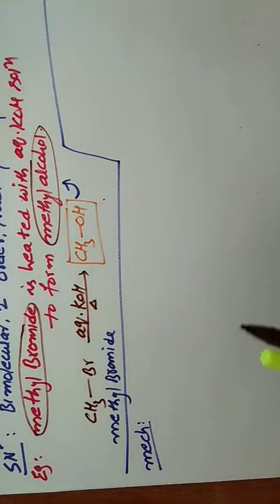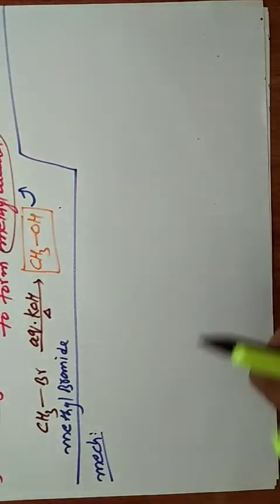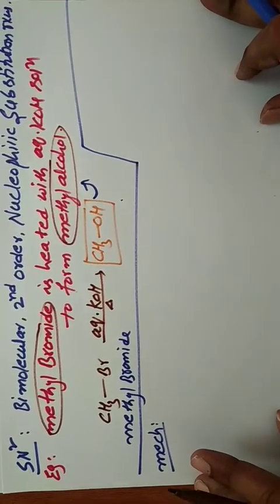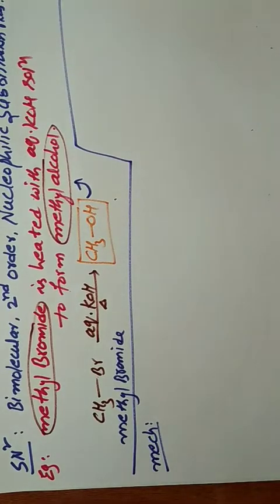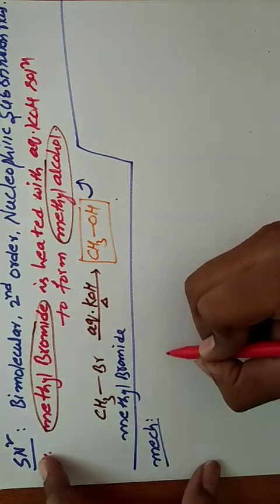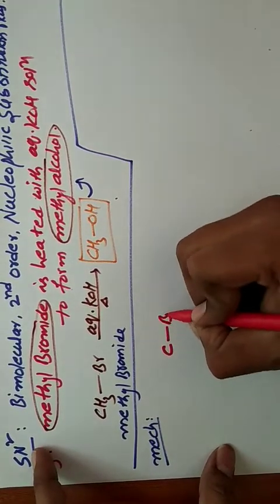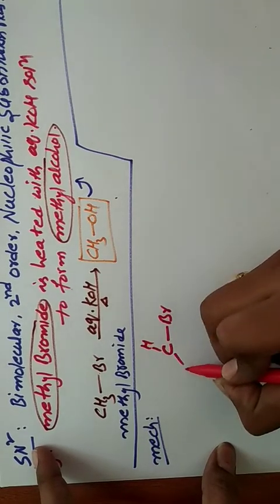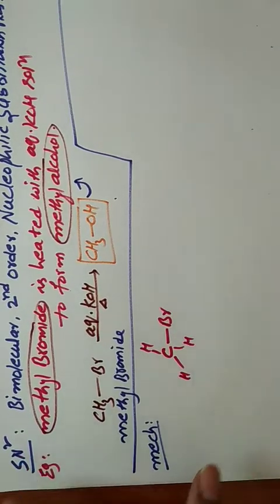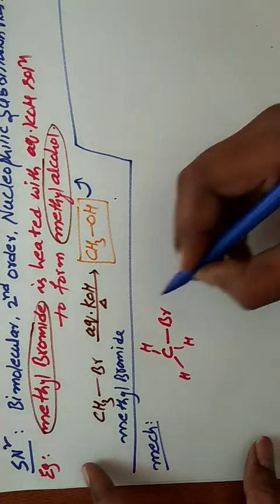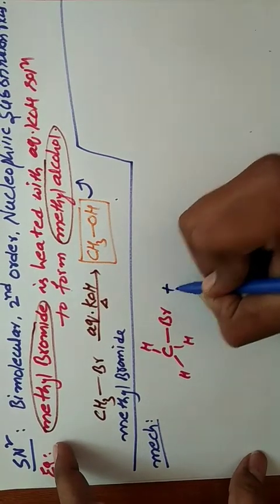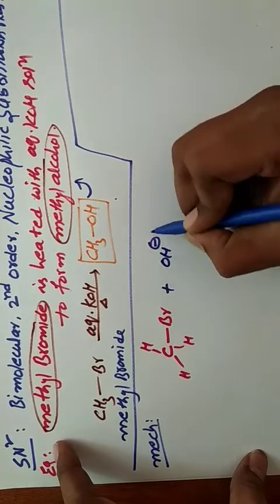So this is the methyl bromide. First we are taking methyl bromide. So this is the bromine, 3 hydrogens, methyl bromide. So aqueous KOH releases OH minus ion. It is acting as a nucleophile. It came from these OH minus ions, from the aqueous KOH solution. Yes or no? Yes.